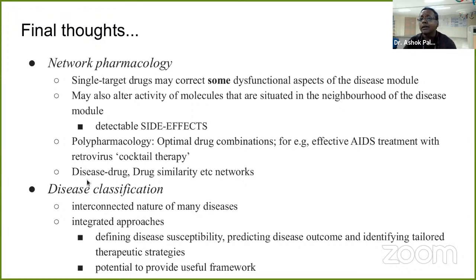Another big outcome of all this network research is that we're getting a better idea of disease classification. You may wonder, what is new to know about diseases? There's a whole lot. I hope this discussion has convinced you that we only know some things about diseases, not what is really happening in a network manner. How do we better define a disease, what is the difference between one disease and another, and why do we share symptoms between some diseases? And what is the distinction between health and disease? There's an interconnected nature of many diseases, and therefore we need to define disease susceptibility and disease outcome. We need to identify tailored therapeutic strategies. So this sort of network approach is indispensable to provide a framework for all these different things.